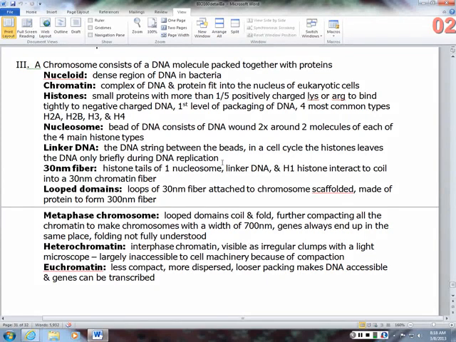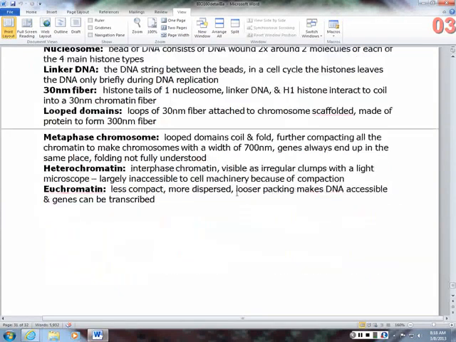And you're going to have loops of the 30 nanometer fiber attached to the chromosomes and be scaffolded, where it's going to have other proteins in there. So it gets wound up again for another level of organization to make a 300 nanometer fiber.